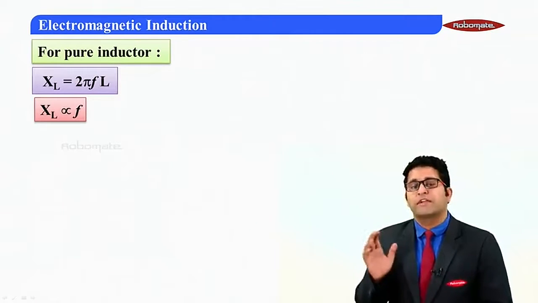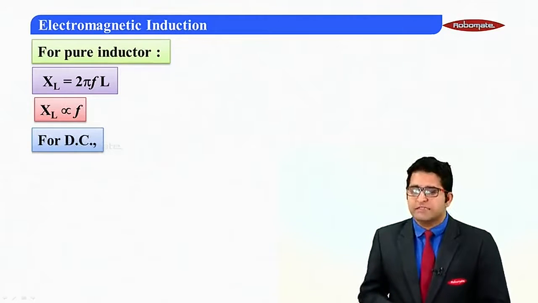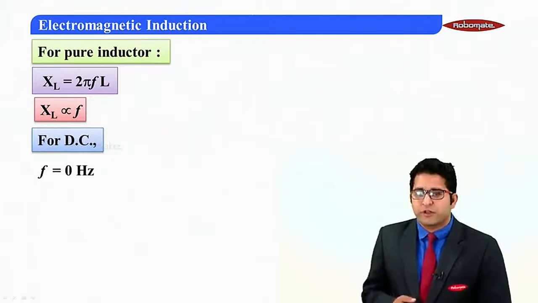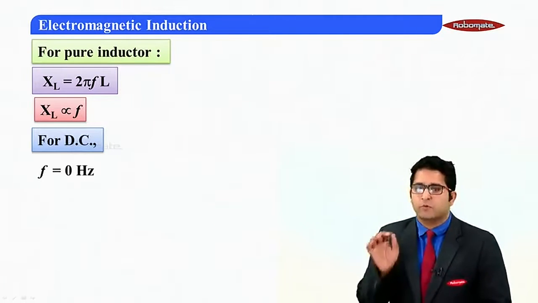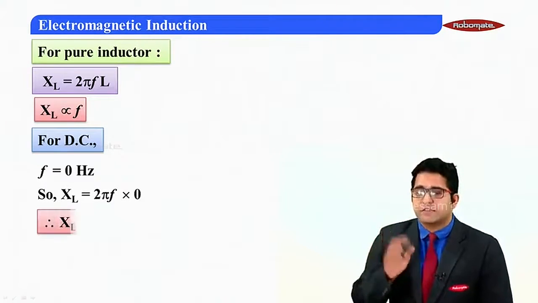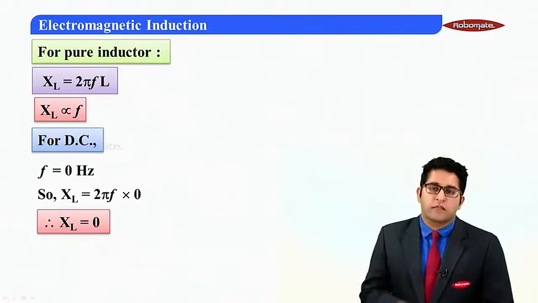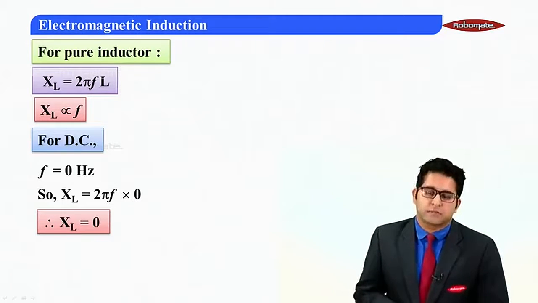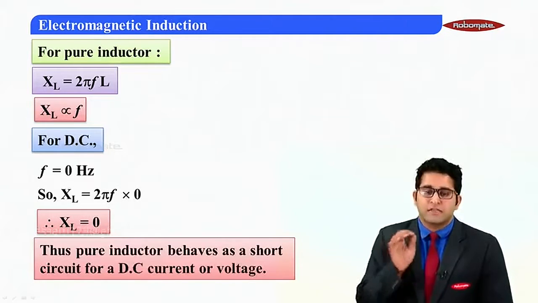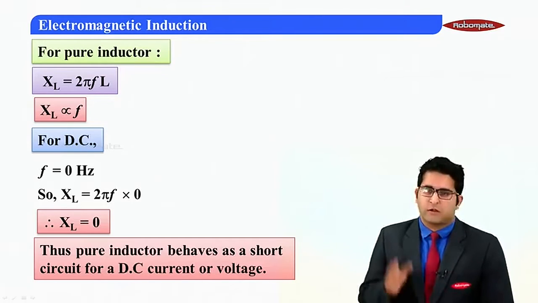Now up till now we were discussing an AC source. Let's say I consider a DC source. For a DC source the value of frequency is 0 Hertz, and as the frequency is 0 Hertz, XL becomes 2 pi F into 0, so I get XL as 0. Thus the inductor does not offer any opposition to a DC circuit, or the inductor behaves as a short circuit for a DC source, DC current or DC voltage.